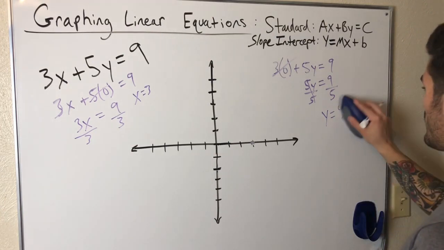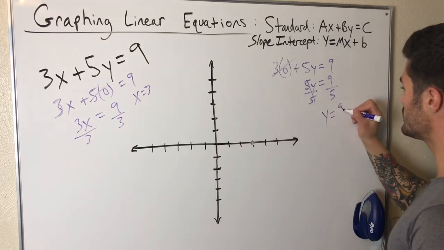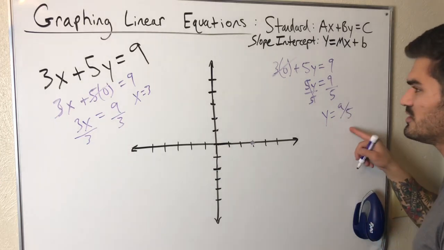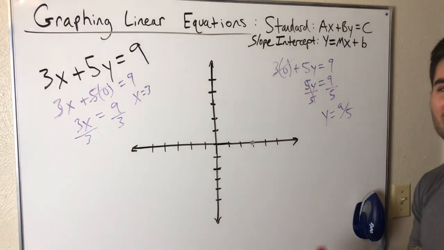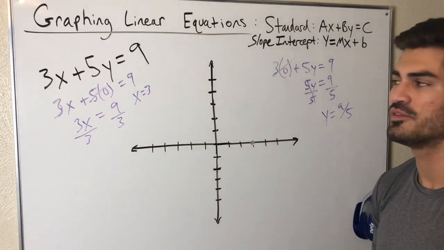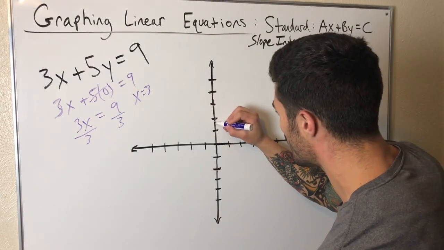Let me rewrite this. Y equals 9 over 5. So it's not always the prettiest numbers, especially with standard form, it seems like it tends to be less pretty. But that's okay. Y equals 9 over 5, so that's just a little bit less than 2, because 2 is 10 over 5. So I'm going to draw this point, y equals 9 over 5, right under this 2 notch.